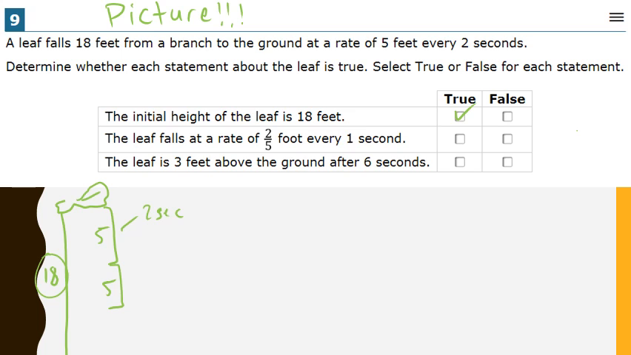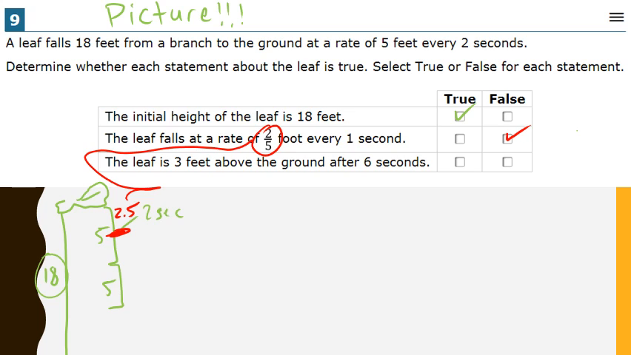The second one says the leaf falls at a rate of 2/5 foot every 1 second. So this is where I need to use some critical thinking skills. If I know that the leaf falls 5 feet in 2 seconds, in 1 second, I know it's just half of that distance, which is 2.5. Now what I know for a fact is that 2.5 isn't anywhere close to 2 over 5, because 2 over 5 is less than 1 and 2.5 is definitely bigger than 1. So this would be a false statement.